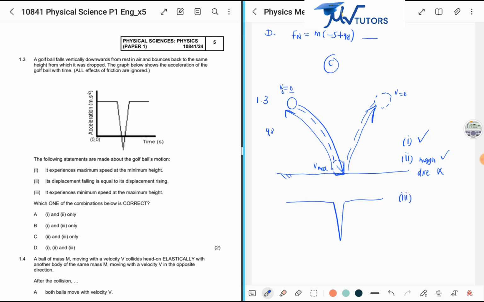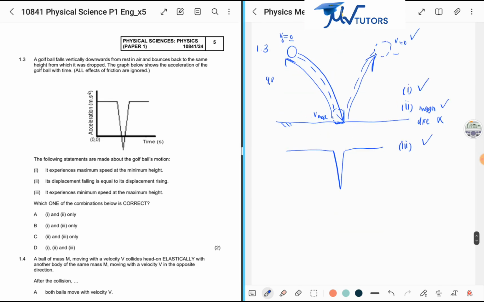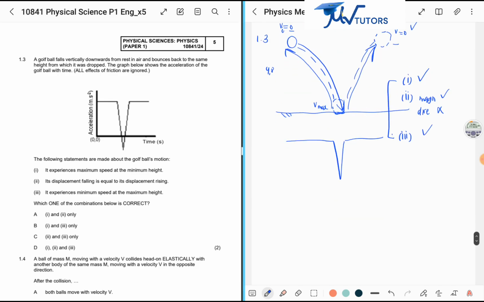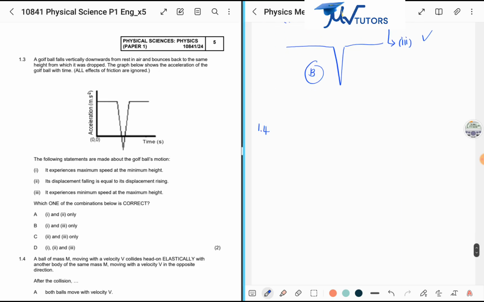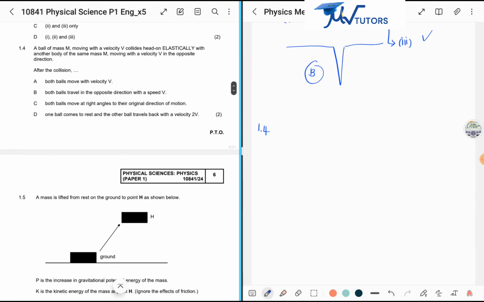And option 3, it experiences minimum speed at the maximum height. Yes, it does. So only the first option and the third option are correct. And if we have a look at the options available to us, that will basically be option B. Now 1.4.